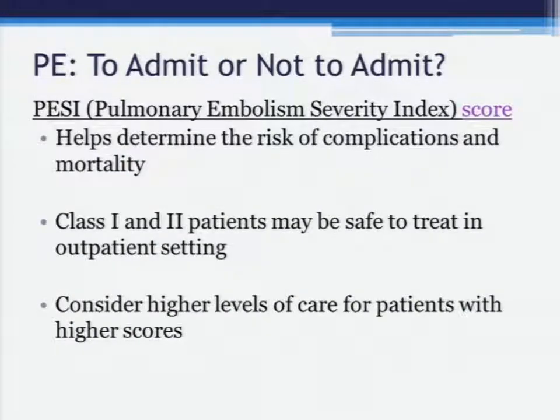Now, this is a score that I have found useful in my practice. It's used widely in Europe. It was a score that was validated by enrolling over 15,000 patients. There were 180 centers that they looked at, so that limited the bias. The pulmonary embolism severity index score helps to determine the risk of complications and mortality. And it's similar to the Wells score in that you assign them points based on their clinical findings, and then higher scores are correlated directly with higher rates of mortality.